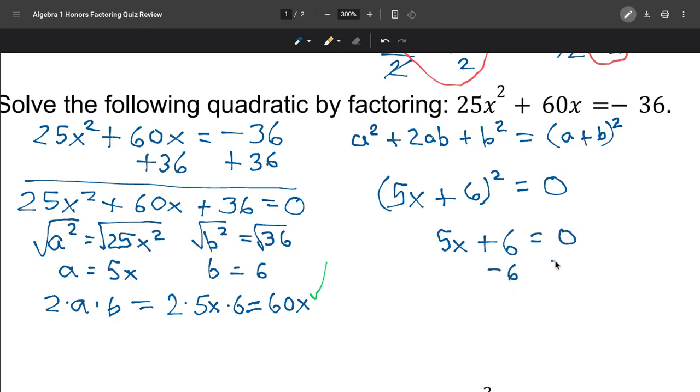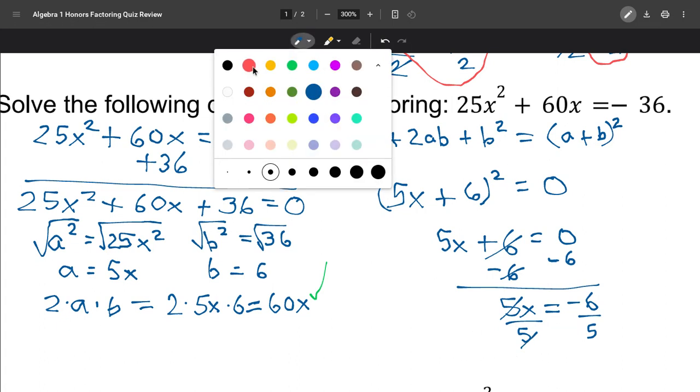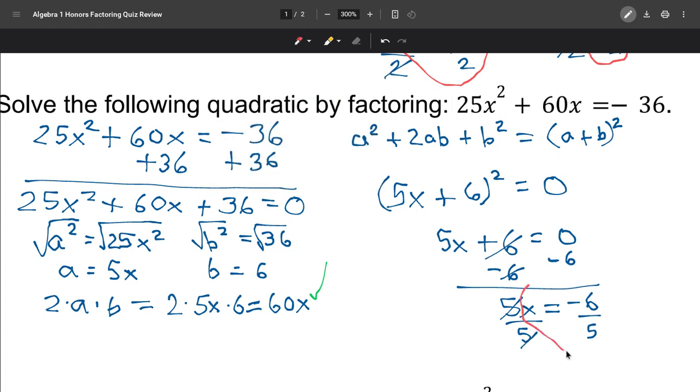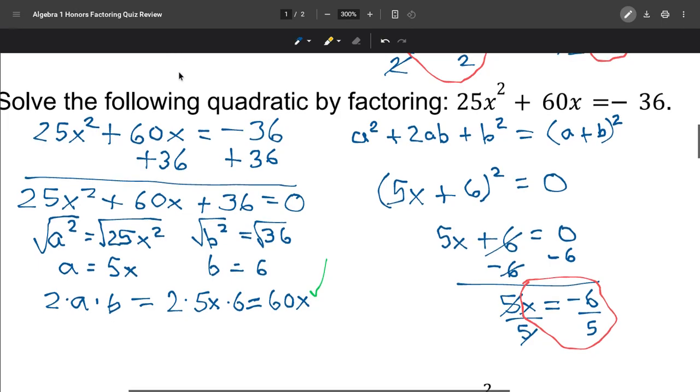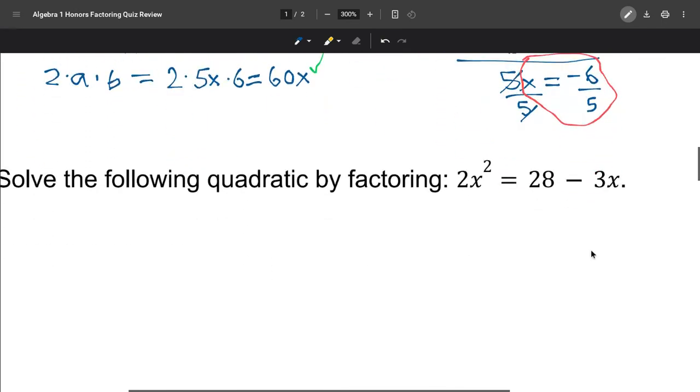Okay, so I'm going to start to solve this by subtracting 6 from both sides here. 6 minus 6 is 0. We get 5x equals negative 6. I'm then going to divide both sides by 5. And my one solution here is going to be x equals negative 6/5. All right. So that's my solution for number 3. Okay, number 4. This one, I told my students in class this was a life fail.